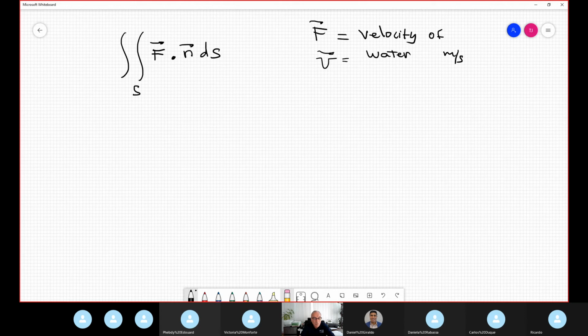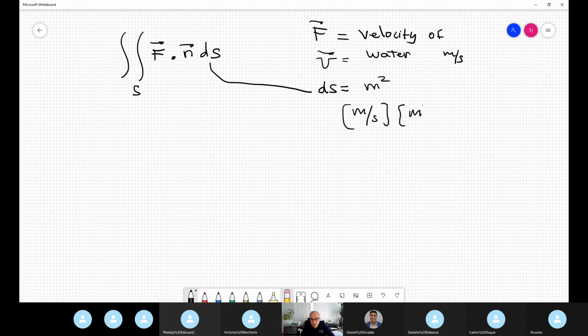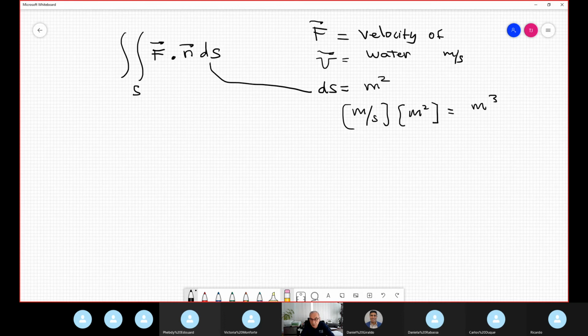So you need to compute the flux. The unit of ds is meter squared, because it's an area. Putting it together dimensionally, velocity is meters per second and area is meters squared, so we get meters cubed per second. What is the representation of this? This is volume: the volume of water passing through the surface per unit of time. Okay, this is flux. But this is the particular example of the velocity vector field. If the vector field is not velocity, it's something else, so mathematically it is just flux. This is one particular example to understand the physical meaning of the flux.